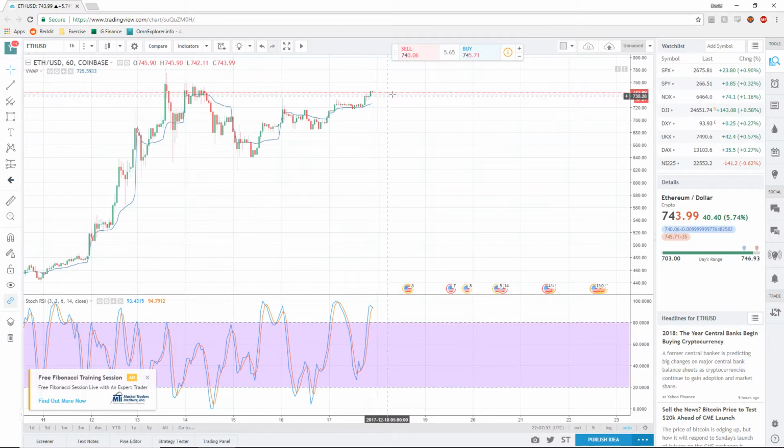You can see right here, it's having a hard time breaking here, and everything's overbought again. So you're at the top of the trend, the top of where the peaks are, and everything's overbought. Everything's already high on the relative strength index.